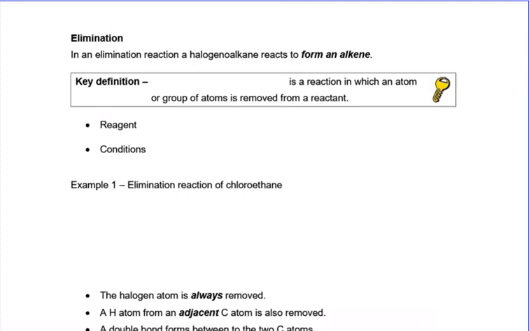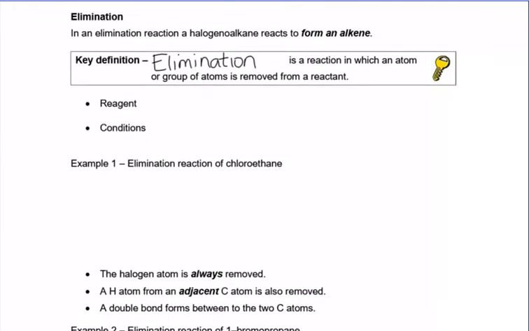In this video, we're going to take a look at the mechanism for the reaction of elimination from a halogenoalkane. If you're following this in your notes pack, we're on page 11. Now, elimination is a reaction in which an atom or group of atoms is removed from a reactant. And because we're looking at halogenoalkanes, we need to have a think about the structure of our halogenoalkane.